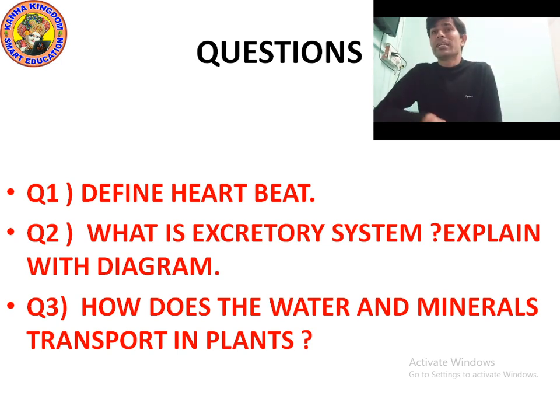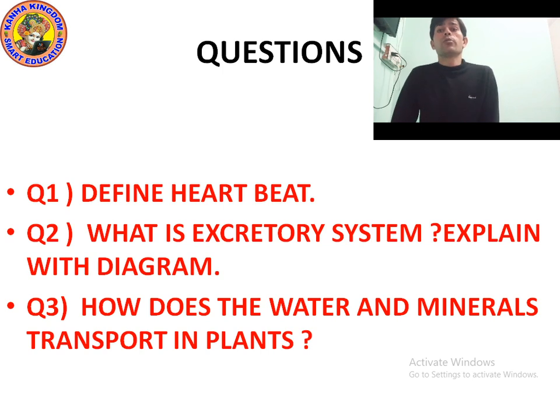Okay, so from the kidney the urine goes into the urinary bladder through the ureter, where it is stored, and it is passed out through the urethra. Okay, so I hope you understood. Now you will also draw the diagram of excretory system. Okay.